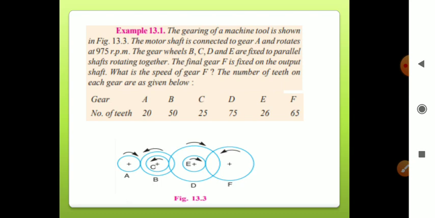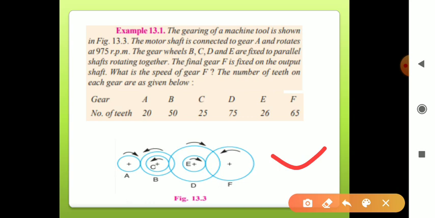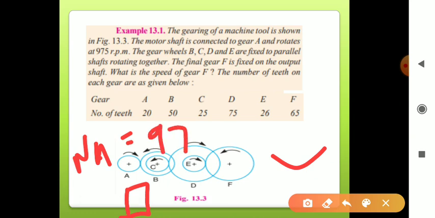The gearing of a machine tool is shown in the figure, that is the gear train of the machine tool. The motor shaft is connected to gear A and rotates at 975 rpm. That is the speed of gear A, which is given as 975 rpm.